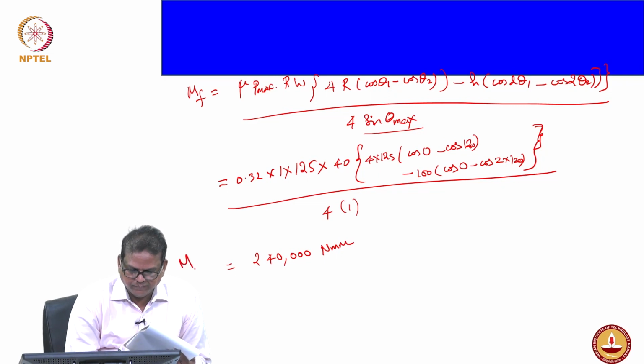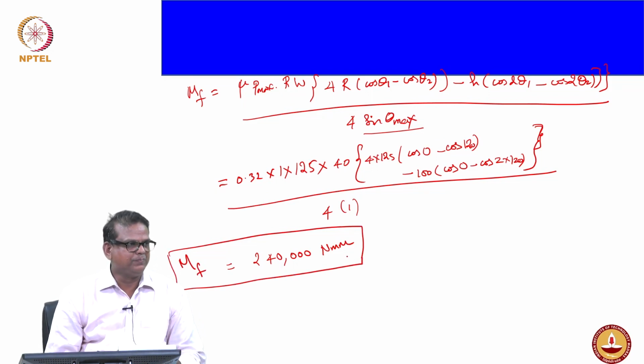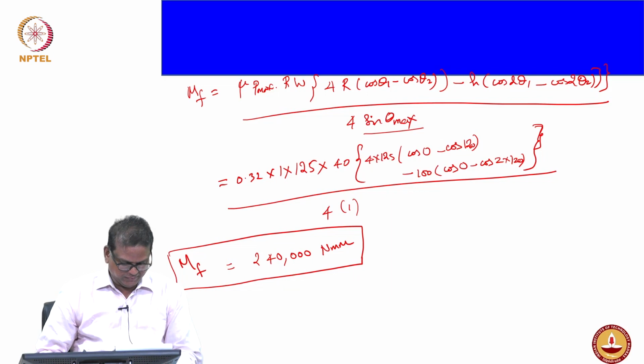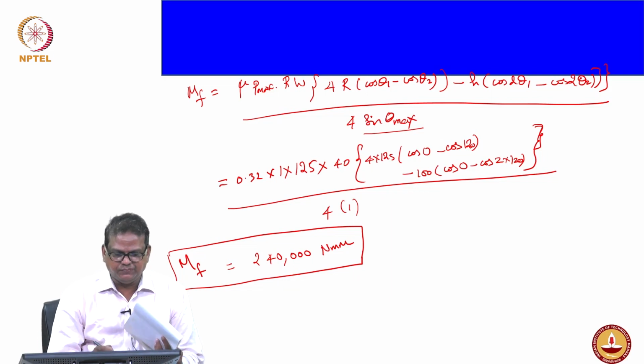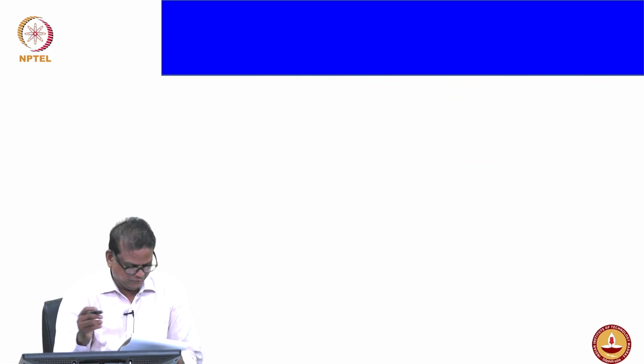This is MF. This is the value you must get. Did you get this value? You should have got it. Now similarly, this was for MF. Now I'll go for Mn.